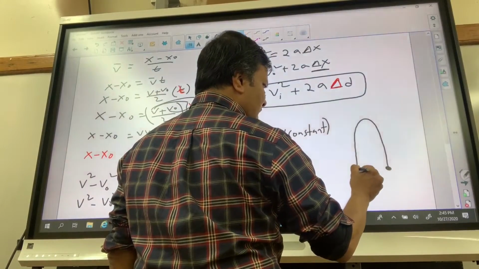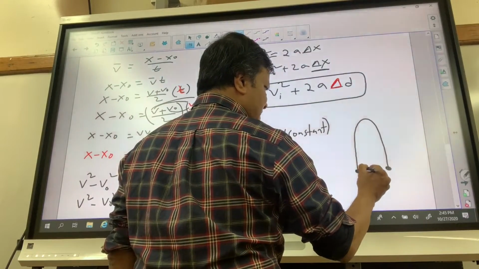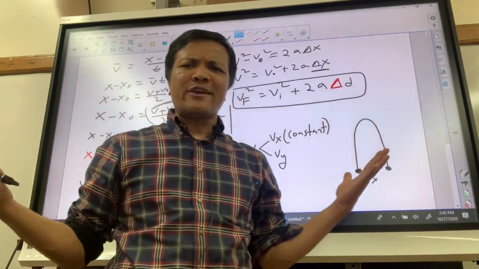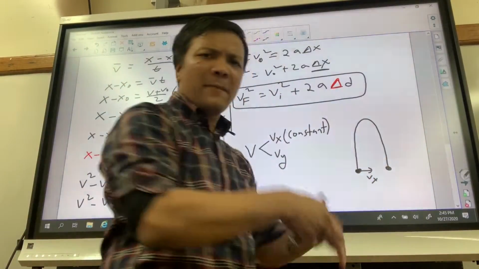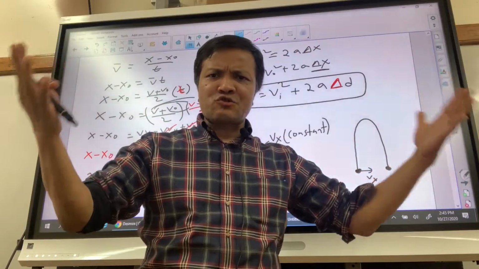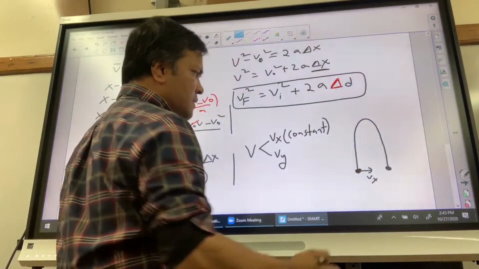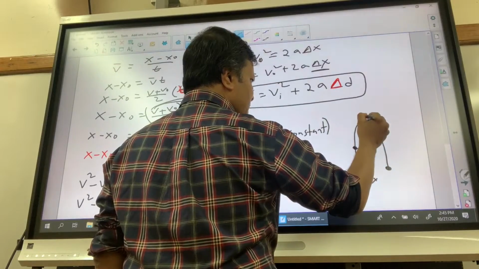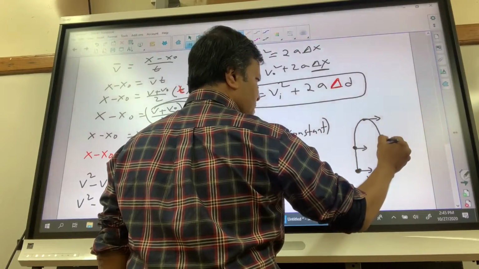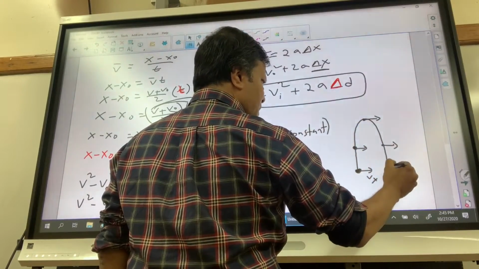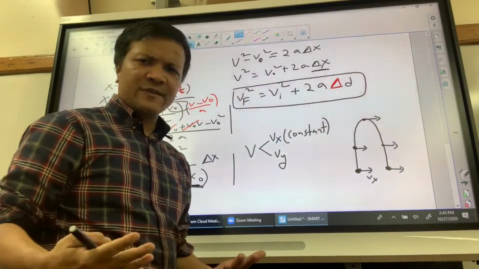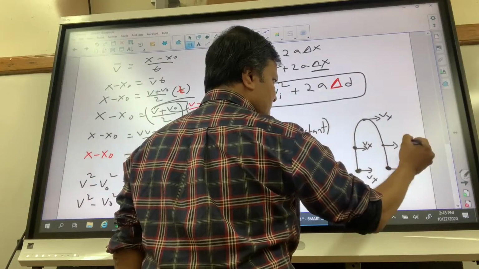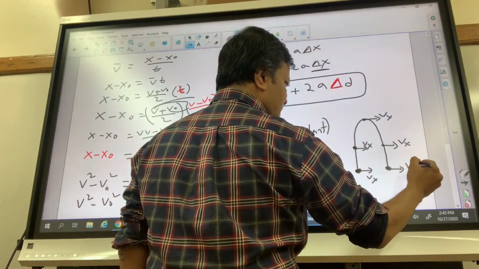So velocity has two components. This is Vx. Let's consider how many points we can draw from here to here. Millions of points. But let's draw only 5 points. Point number 1, point number 2, point number 3, point number 4, point number 5. So this is the x component of the velocity.